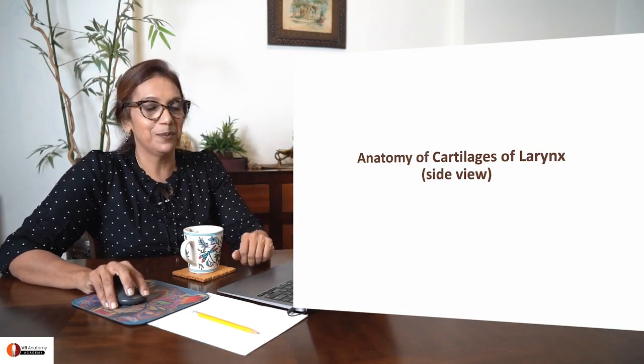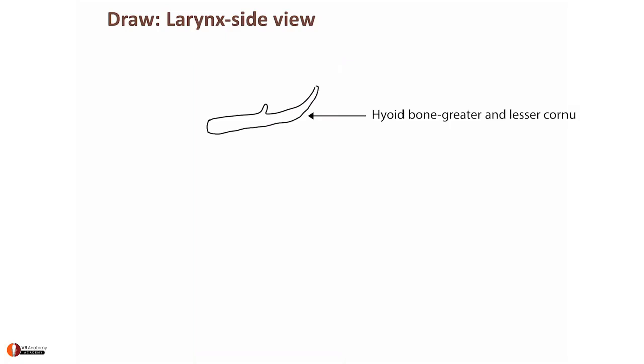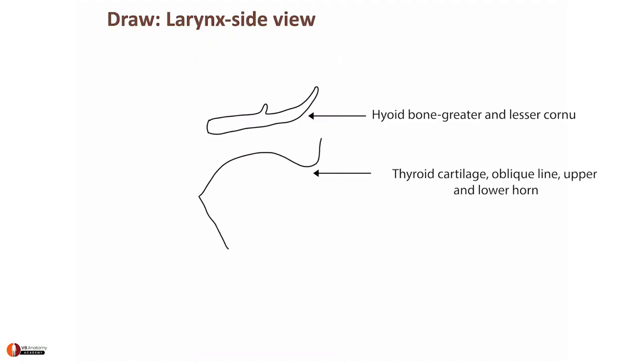Okay, let's begin. Let us understand the anatomy of cartilages of larynx by drawing a series of diagrams. First begin to draw the hyoid bone, the lesser cornu, the greater cornu. Remember, we are looking at the larynx from the side. Now we are drawing the thyroid cartilage, its upper horn, upper border, lower border. You can see how lower border is quite straight and the upper border is quite convex. This is the upper and the lower horn of thyroid cartilage.